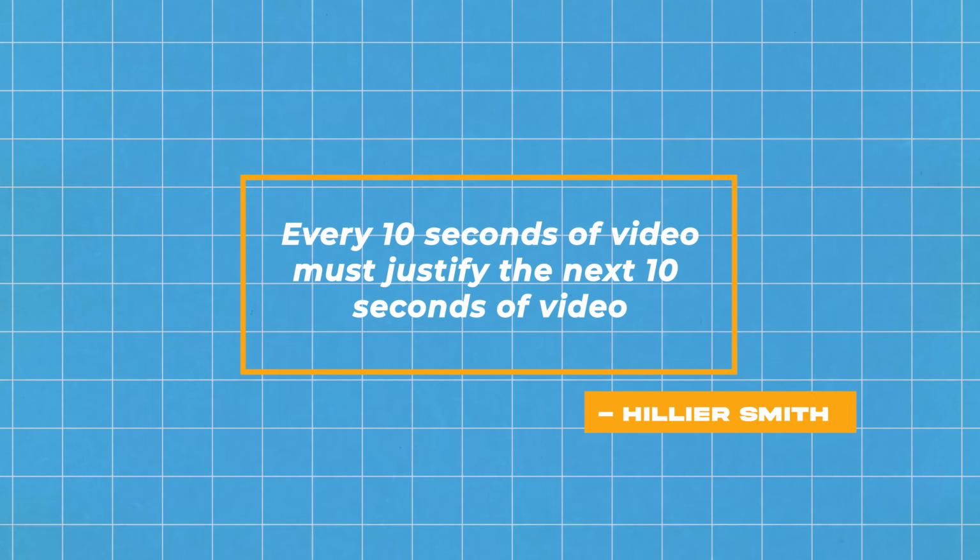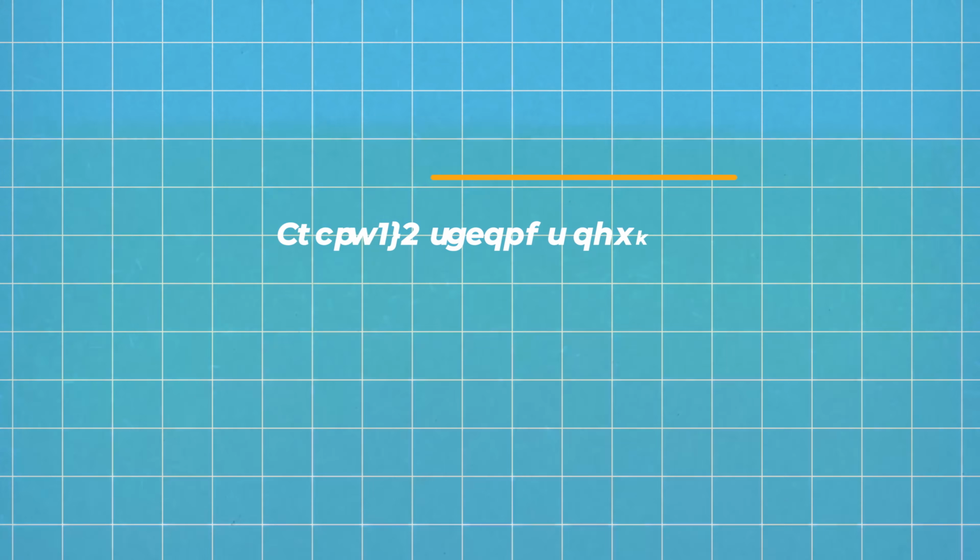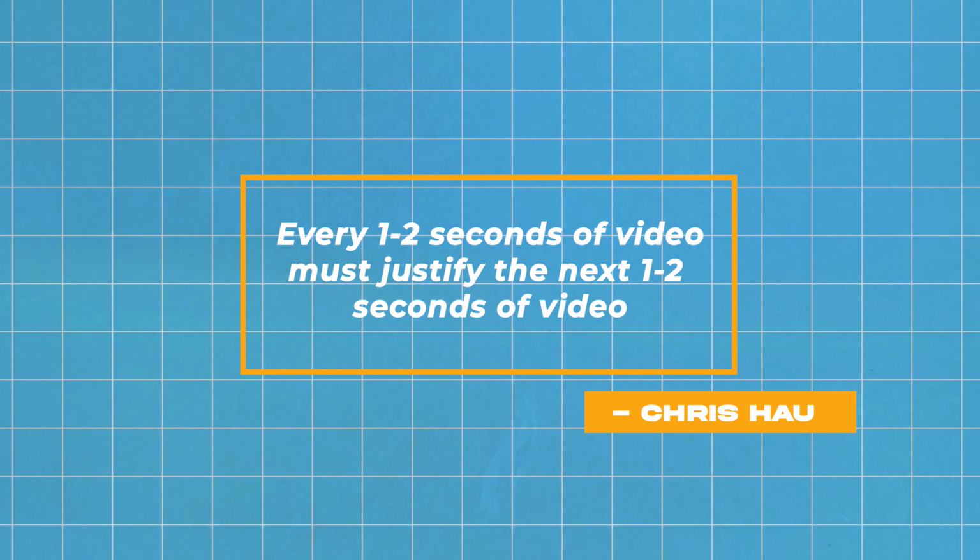Now, Logan Paul's editor, Hillier Smith, once said in a podcast, "Every 10 seconds of video must justify the next 10 seconds of video." In my experience with Reels, and you can quote me on this, every 1 to 2 seconds of video must justify the next 1 to 2 seconds of video. You have such little time to tell a story, and little visual cues on screen will help keep your audience interested in your content. Here are a few examples.